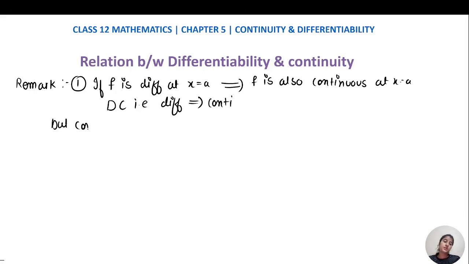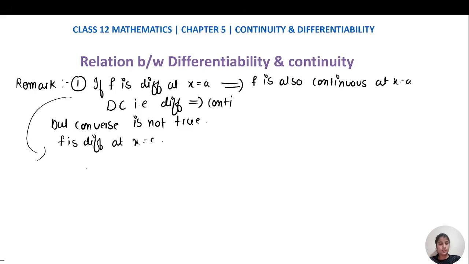But the converse is not true. I will give you one example also. Before that, see how this is coming. It's like a normal proof. Let me explain the proof also. We are given that f is differentiable at x equals c. Then f of x minus f of c can be written as f of x minus f of c divided by x minus c, multiplied by x minus c.